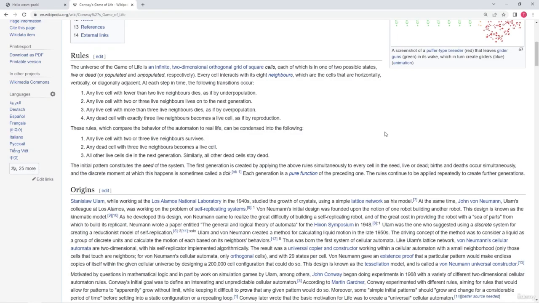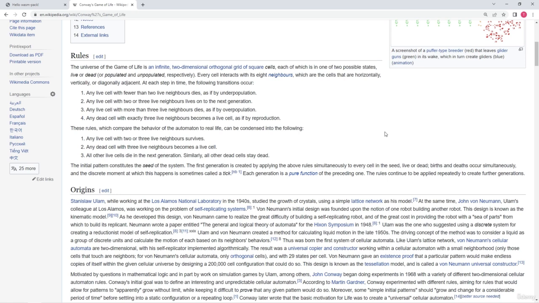Conway's Game of Life, also just known as Life, is a cellular automaton game created in 1970 by John Conway, a British mathematician. This game has a few rules that we need to be aware of prior to beginning creating the game. The first rule is any live cell with fewer than 2 live neighbors dies, as if by underpopulation.